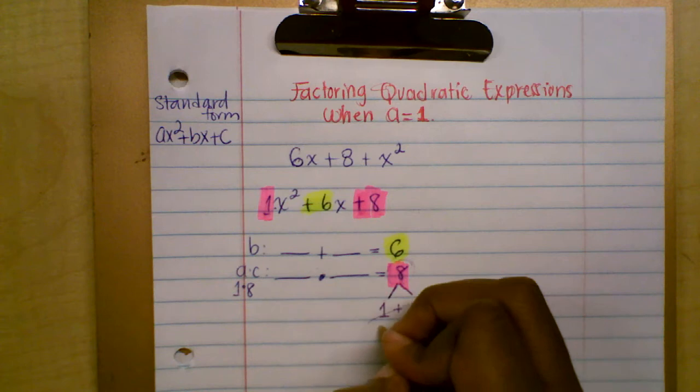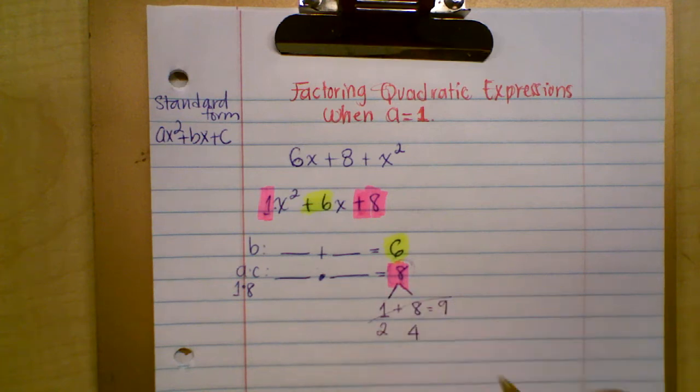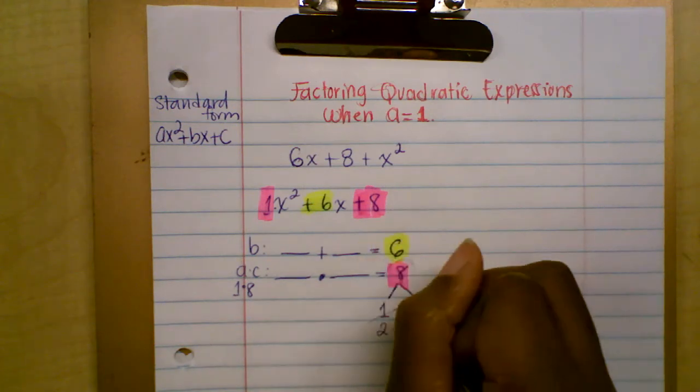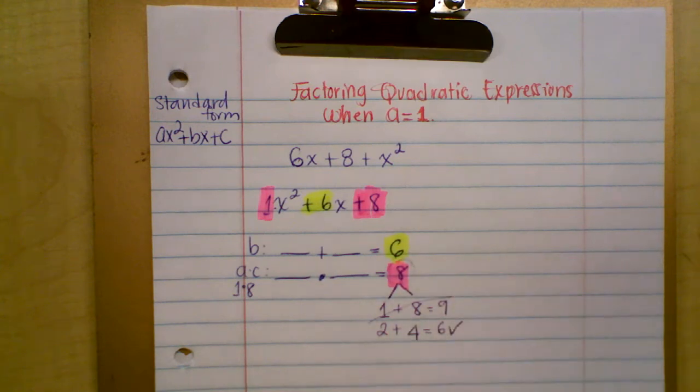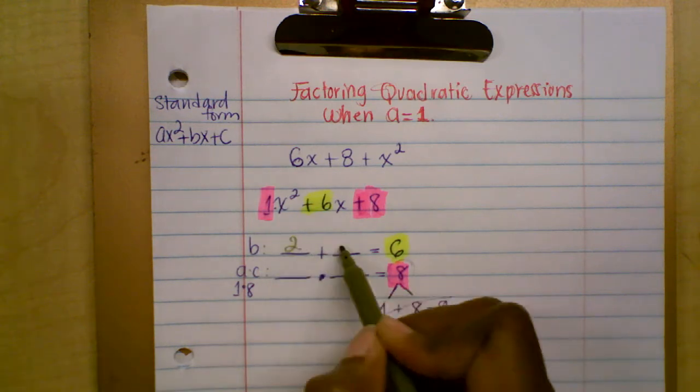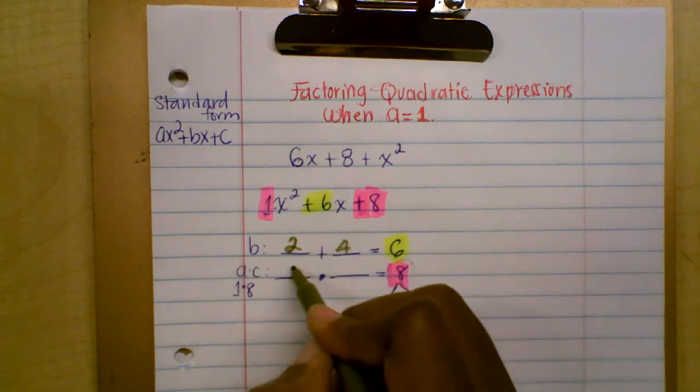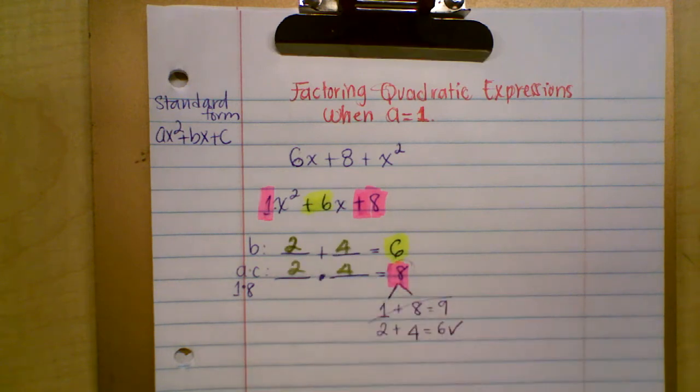Okay, so I'm thinking maybe let's try 2 and 4. 2 times 4 is positive 8, check. So let's add them up. 2 plus 4 is 6. So it does work. So I found that the two numbers that work here are 2 and 4. Okay, so what do we do after we found the two numbers?